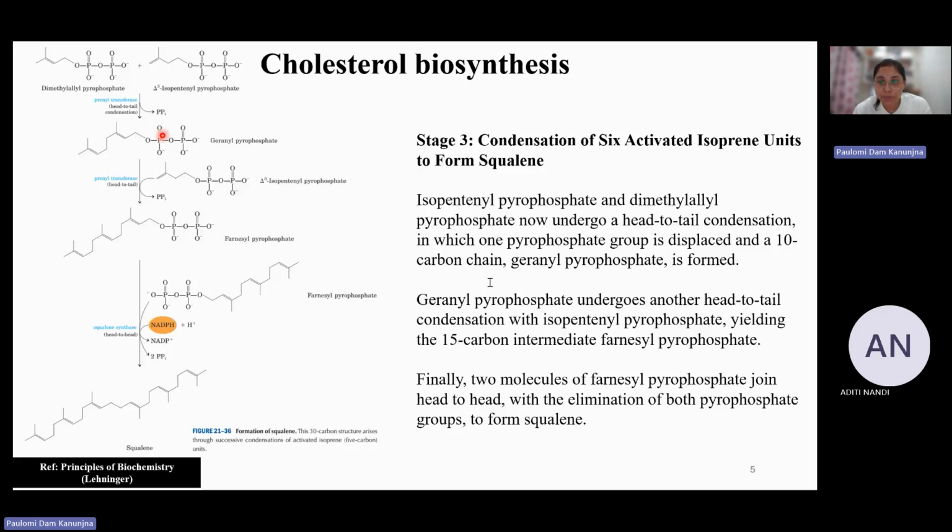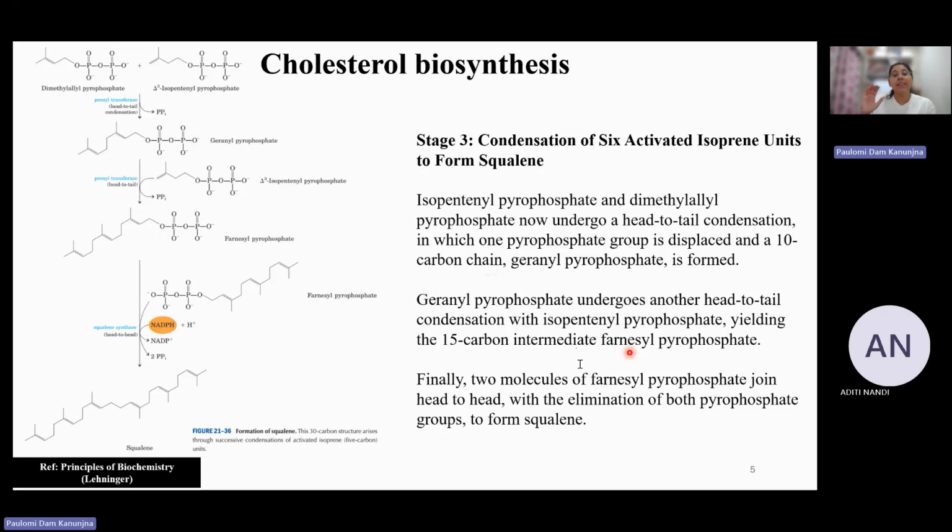This geranyl pyrophosphate that is formed undergoes another head to tail condensation with another isopentenyl pyrophosphate. So every time these pyrophosphates are condensing with each other, each of them is adding a 5 carbon molecule. So when these two are attaching, they're adding 5 more carbons. When the first 2 happen, isopentenyl and dimethylallyl, 5 plus 5, 10. Then this 10 plus another isopentenyl gives you a 15 carbon compound. That 15 carbon compound is called the farnesyl pyrophosphate.